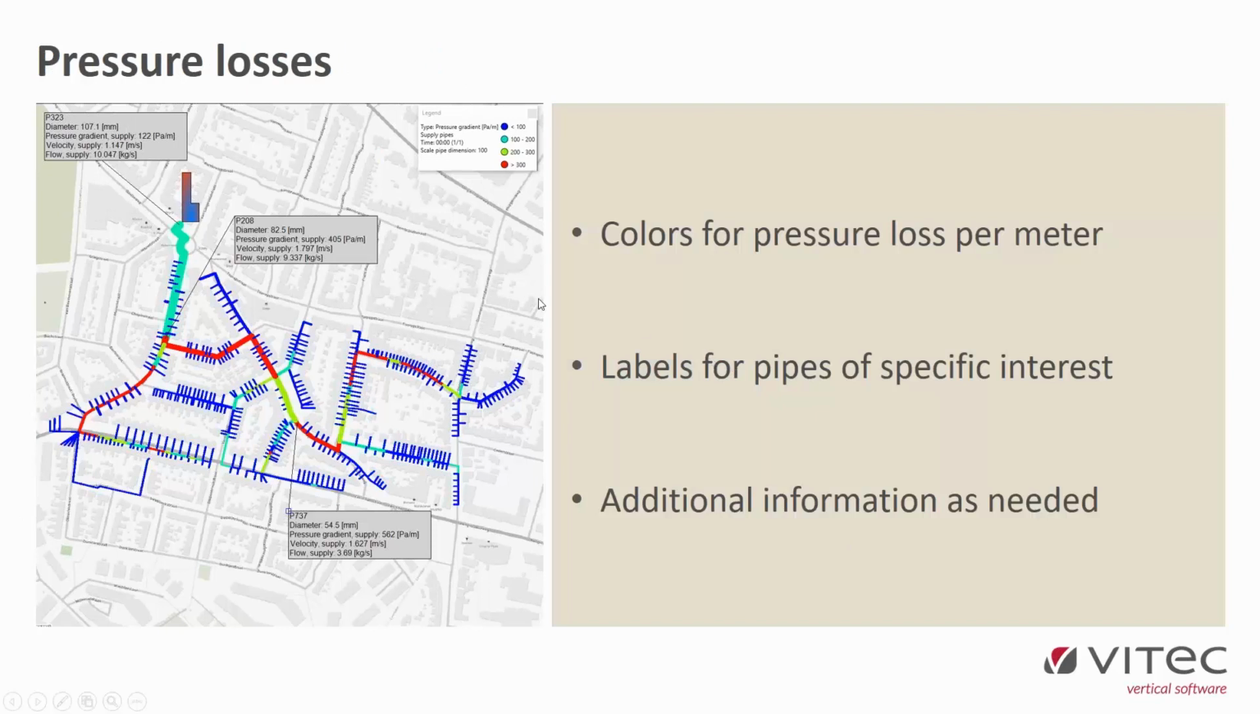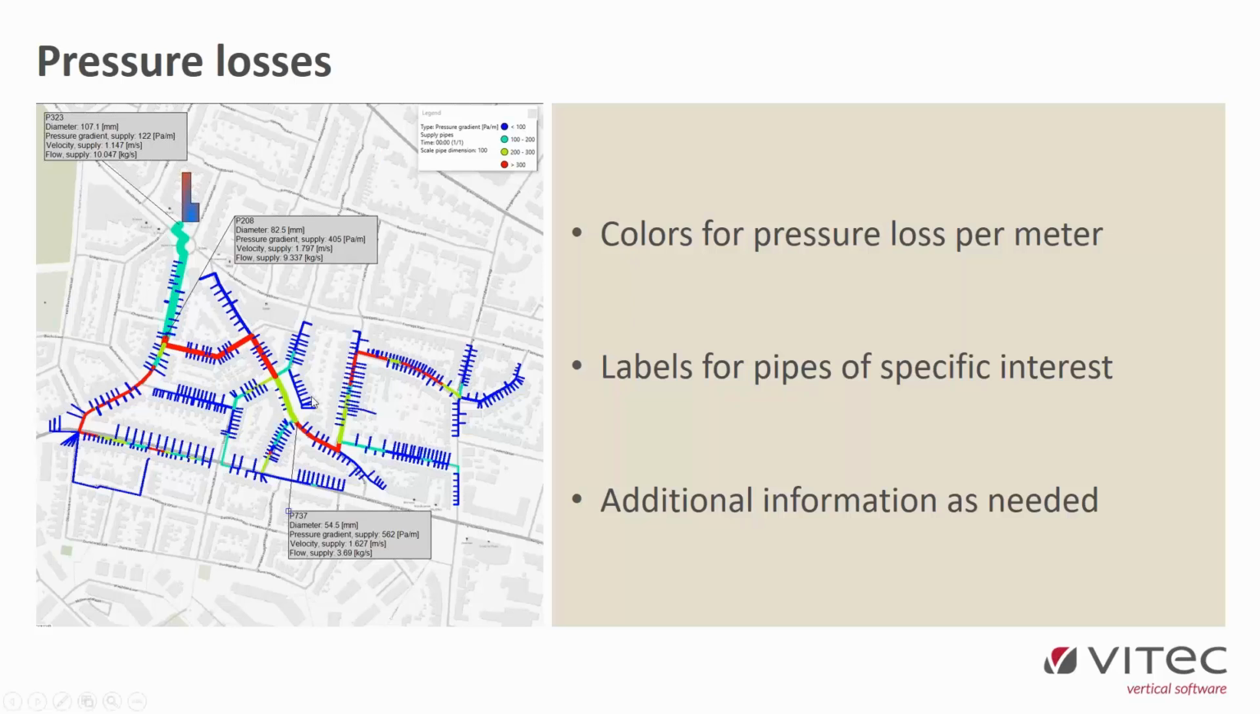Another example of this is coloration on pressure losses. So I just want to show a bit of a different case with visualization. And in this case, the colors are for pressure loss per meter. So the red pipes have a high pressure loss per meter, and then we have blue pipes with a low one. So again, we see the colors up in the right corner here, what they represent.